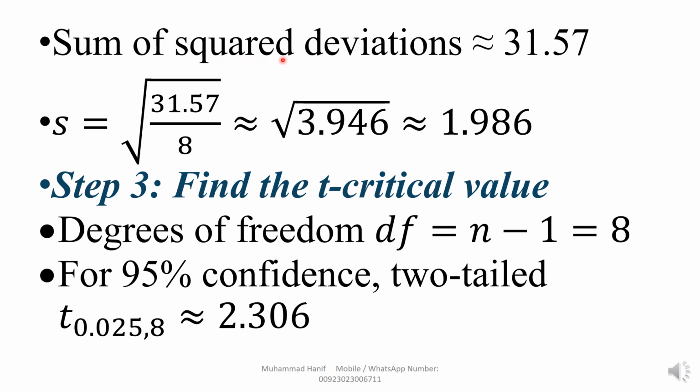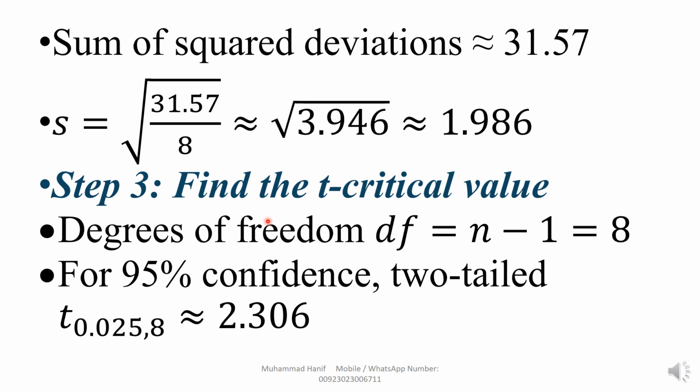Sum of squared deviations is 31.57. So s equals the square root of 31.57 divided by 8. You get 3.946, then we take the square root and get 1.986.